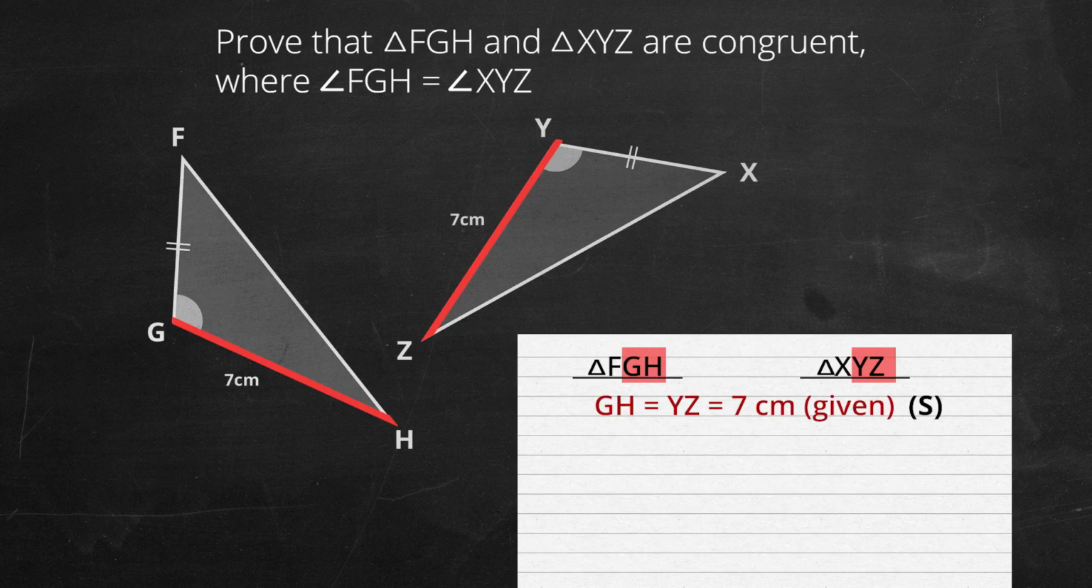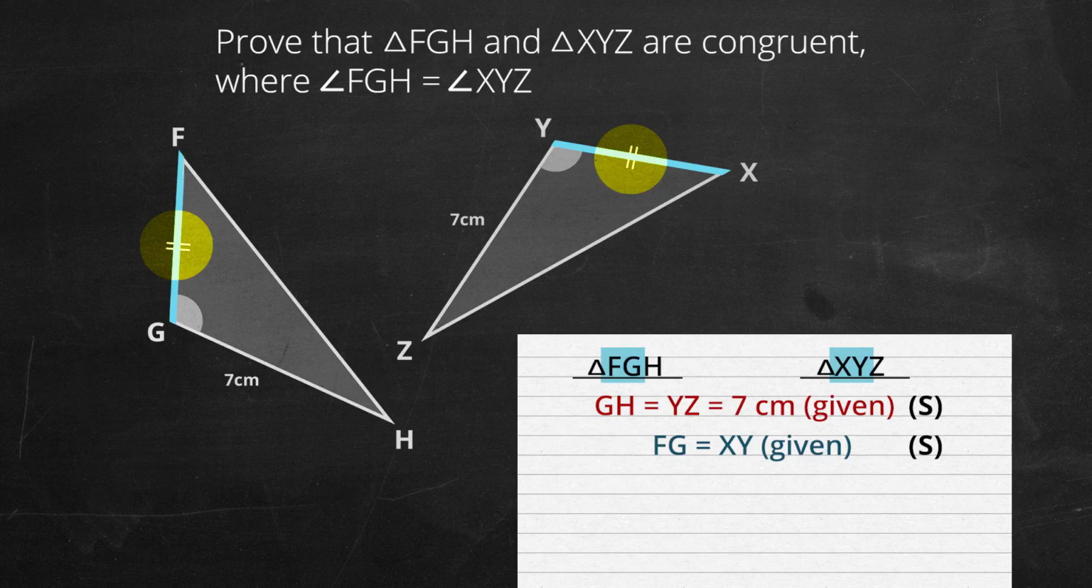Do we have information about any of the other two sides? Well, we also know that the length of FG and its corresponding side, XY, are equal. This means that another pair of corresponding sides is also equal. Now, are we also given information about these last two pairs of sides? Notice that no information is given, and we are also not able to find it with what we know. So we can't use this pair of sides. But how about the angles? What do we know about these two angles? The size of the angles is not indicated.